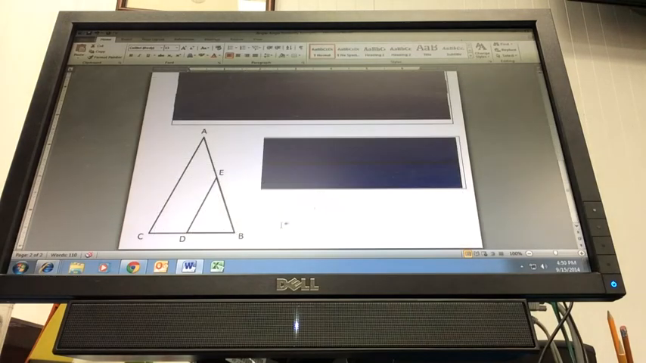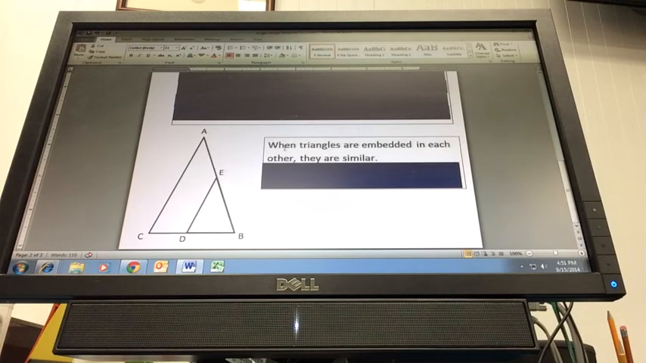And our last example that you need to write down in your composition book is this picture of what looks like a triangle inside a triangle. And we call these embedded triangles, EMBEDDED. When one triangle is embedded in another triangle, they share an angle. And typically, when triangles are embedded in each other, they are similar.